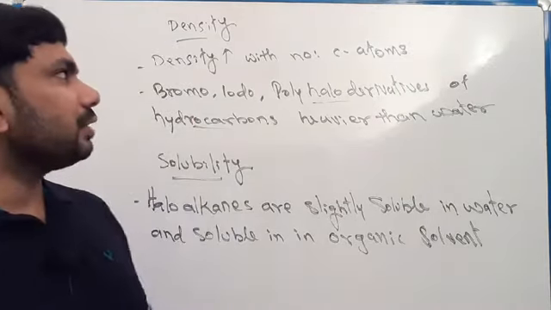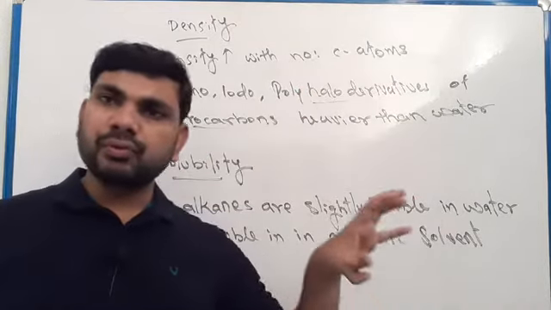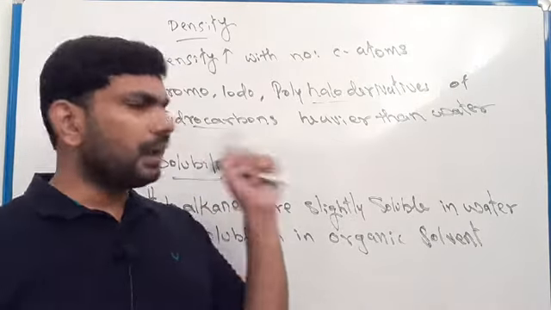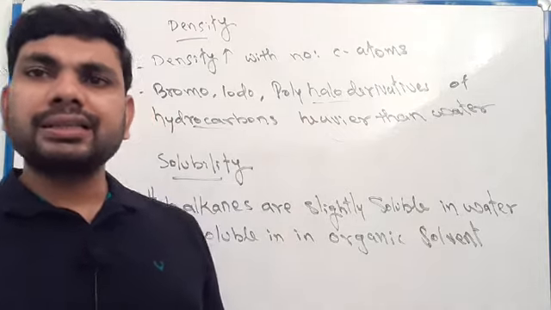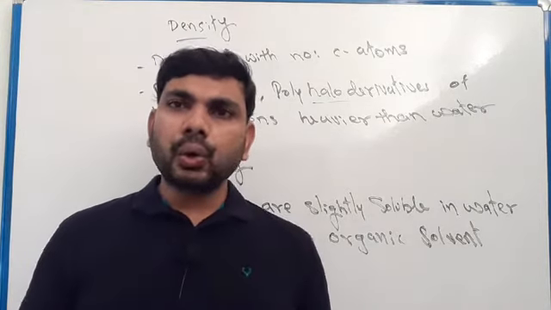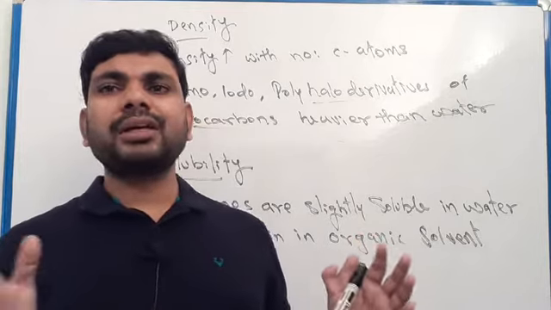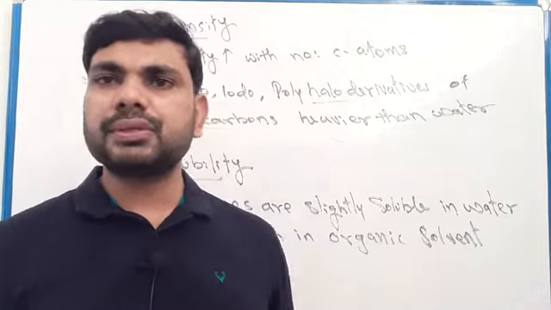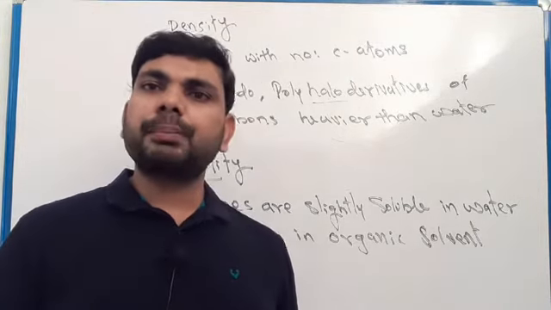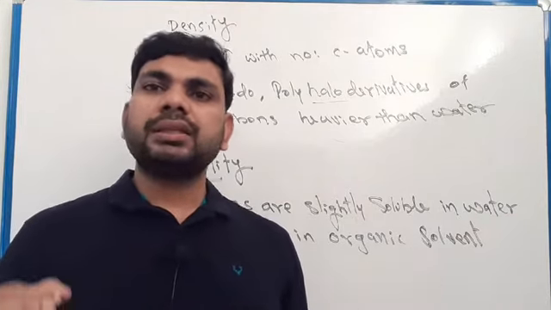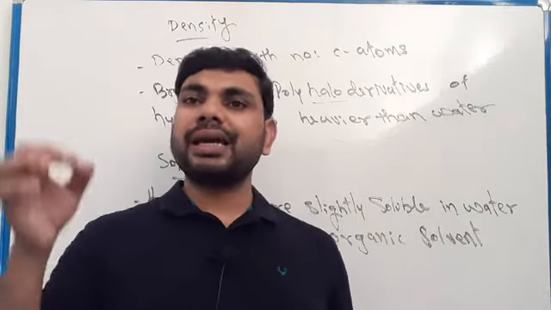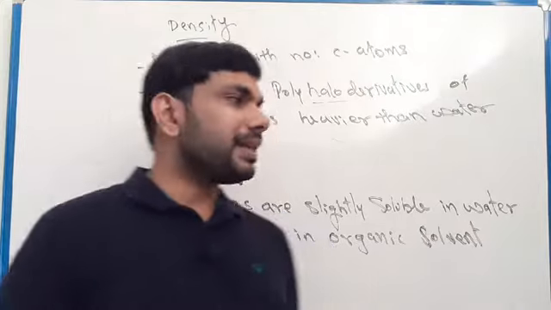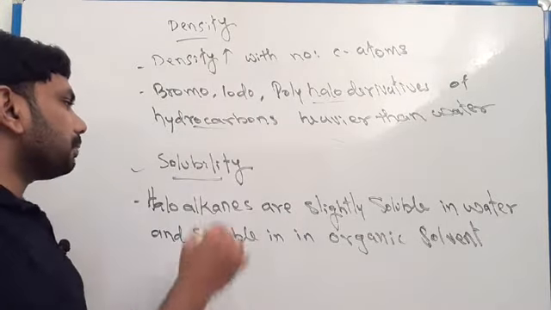Okay, so generally you can say density increases with the increasing number of carbon atoms. Also, hydrocarbons with bromide or iodide have higher density. Also, polyhaloderivatives of hydrocarbon, meaning hydrocarbon which contains many halogen atoms, have high melting point and high density. We are talking about density. They have high density. Okay, next one we have to discuss here is solubility.